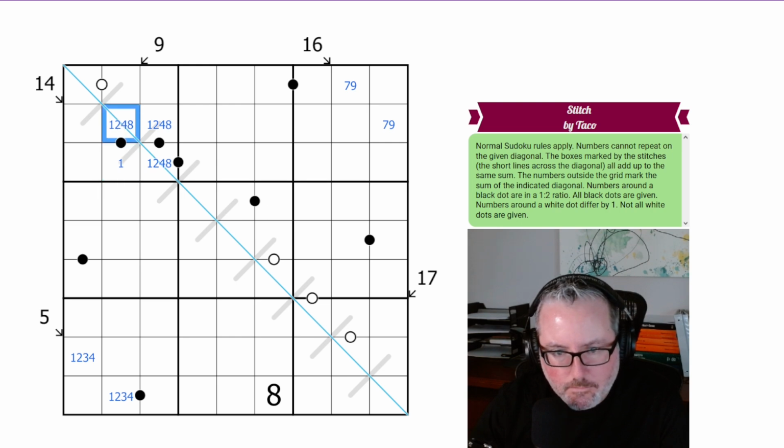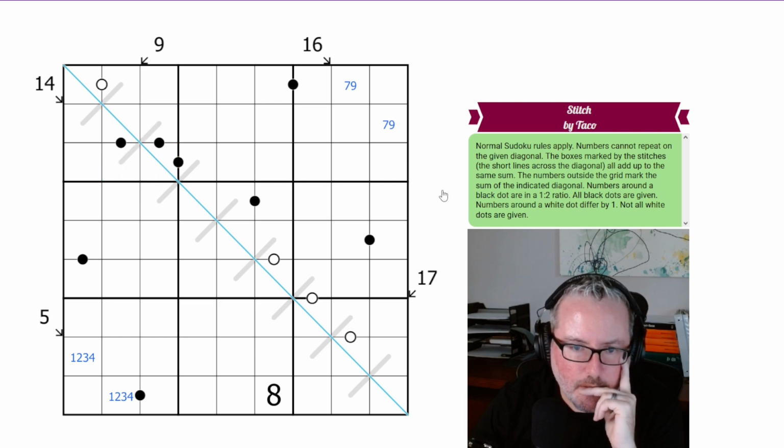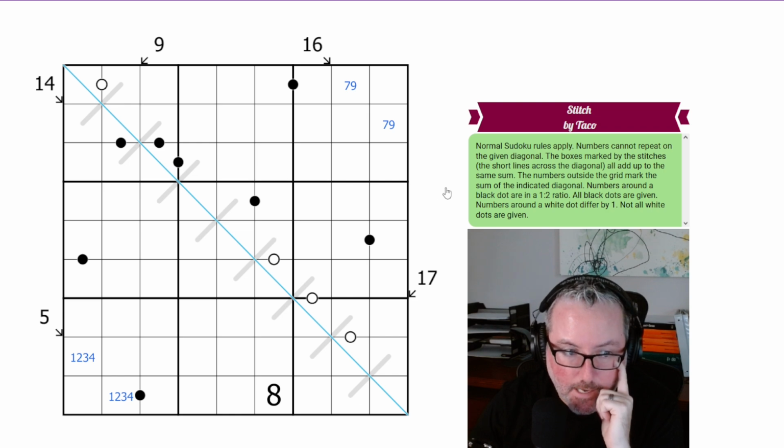So, if this was a 1, that would force these to be a 2, clearly. Now, this one then could never be 1 or 2, and it couldn't be 4, so it would just have to be 8, and this would have to be 4, so there's nothing there. Okay. Well, I'm not getting anywhere on this puzzle, and quickly, at that.